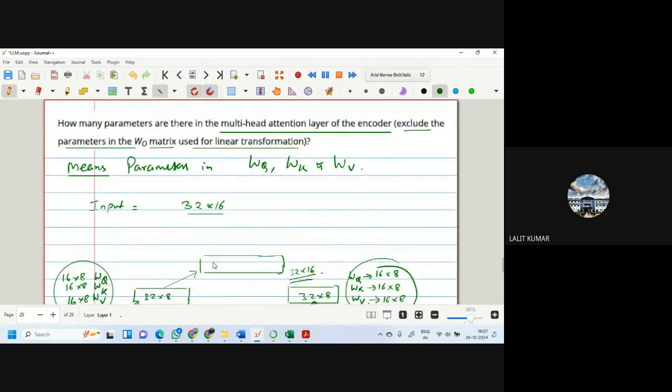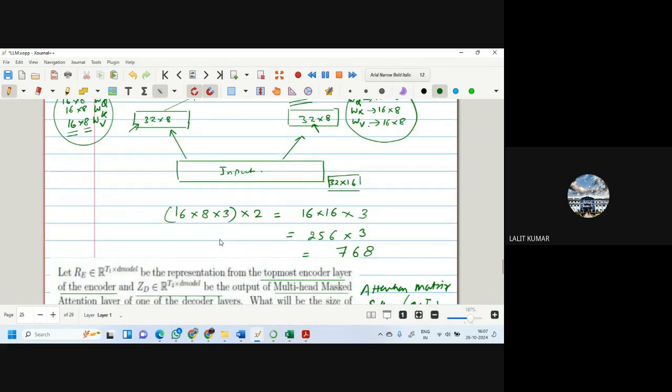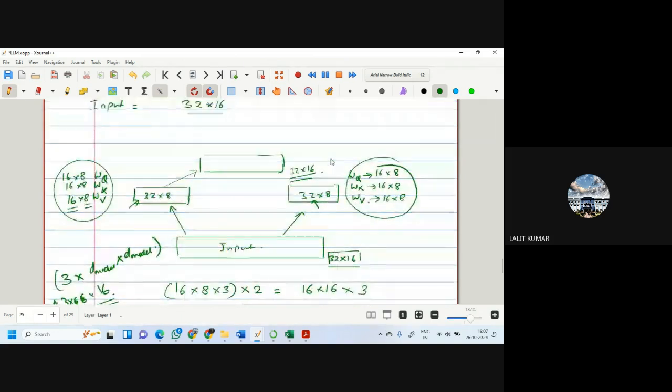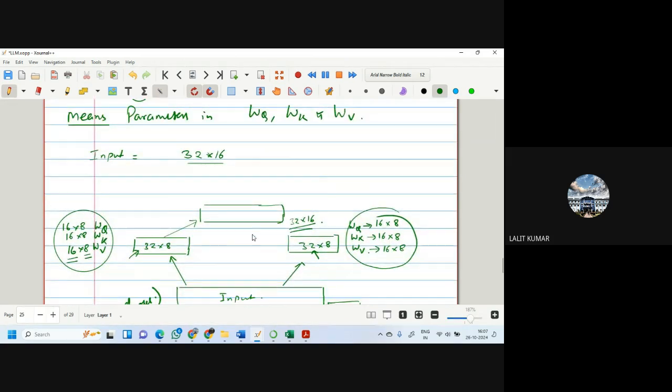Okay, and they have excluded the WO. So WO is not included, sorry. And if you find the same, it becomes 3 into D model into D model. Straight away you can use this formula also without going so much in detail. So this will come 3 into 64 into 64, 3 into 16 into 16. So you'll get the answer. Okay. This I drew just to explain in a better way.